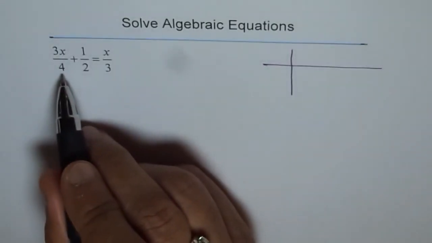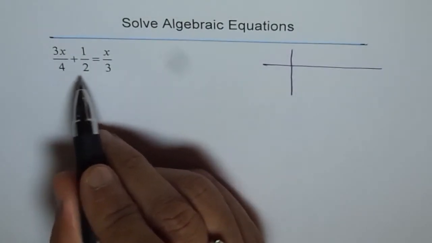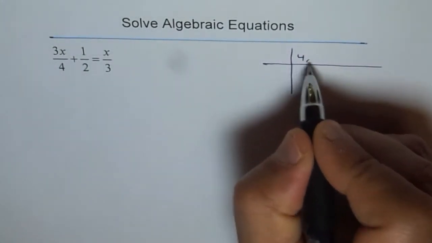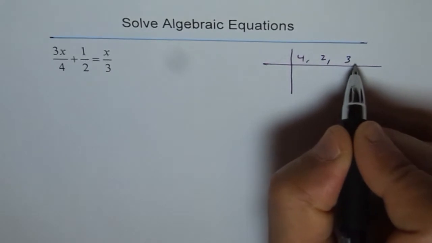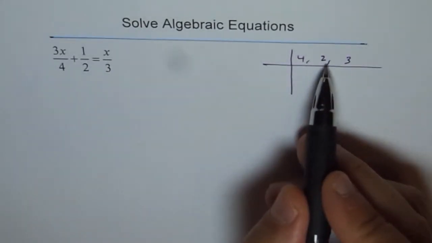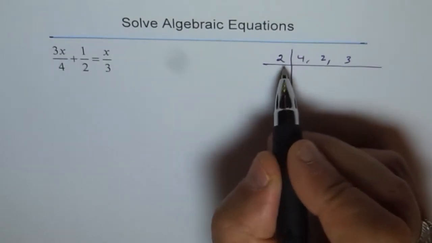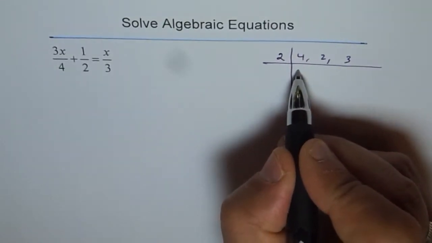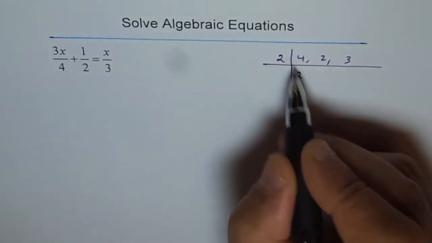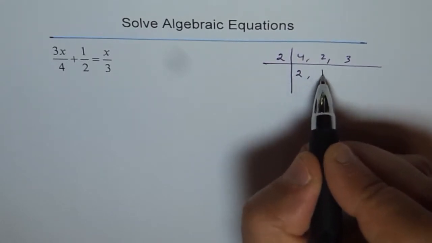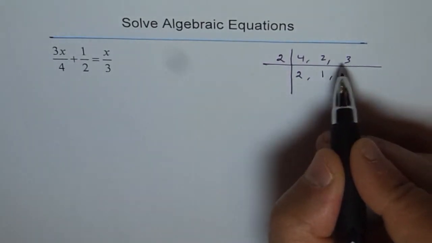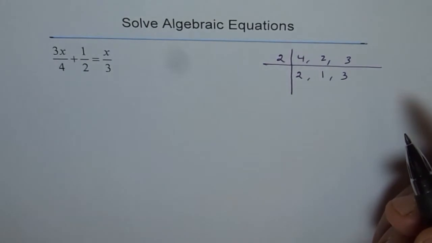So we have three denominators here which are 4, 2 and 3. So we can write them as 4, 2 and 3. You can see at least two of them we can divide by 2. So let's divide them by 2. So what do we get? 4 divided by 2, 2 times 2 is 4. And we can say, well, this is 2 times 1. And you can't divide 3, so let's write this as 3 itself.